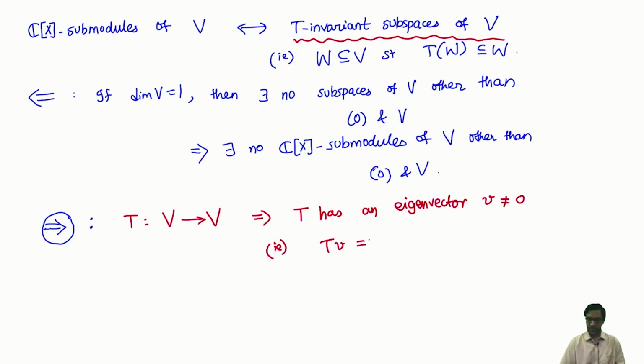When T acts on V, you just get some multiple of V, for some lambda, which is what we call an eigenvalue, for some lambda in C. Now, observe that the fact that when T acts on V you get a multiple of V just means that the span of V, so look at the complex span of V, I'll just write it like this: CV is T invariant. It's a T invariant subspace of V.